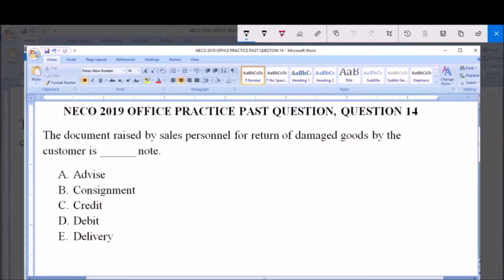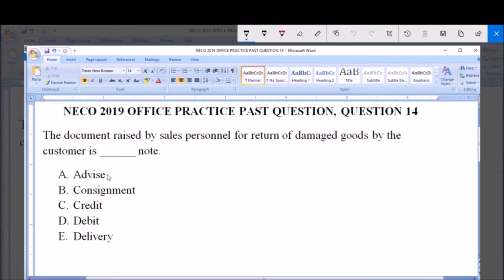The document raised by sales personnel for return of damaged goods by customer is dash notes. A. Advice notes. B. Consignment notes. C. Credit notes. D. Debit notes. And E. Delivery notes. Now let's briefly look at each of these options to know the answer.